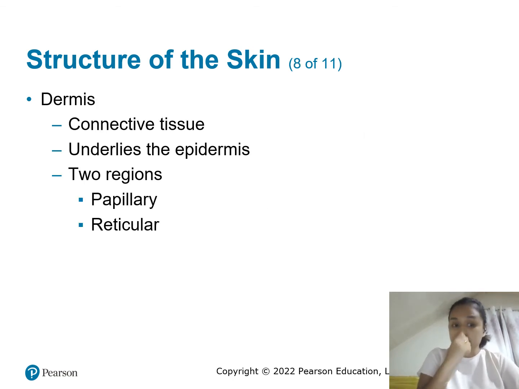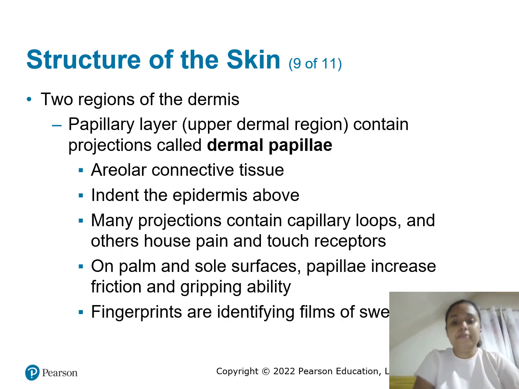Now, moving on to your dermis. This is where you can find the connective tissue layer. It's below the epidermis, and as I said earlier, it has two regions, papillary and reticular. Okay. So your papillary layer is the upper dermal region, which contains projections called dermal papillae.